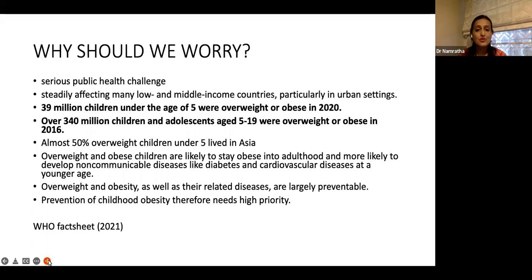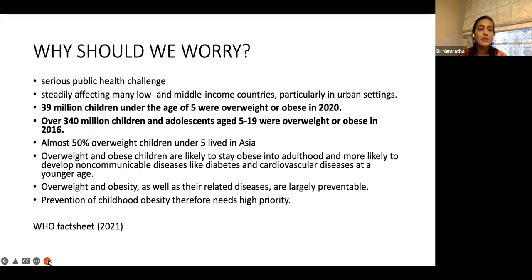So why do we need to worry so much about obesity? As we all know, obesity is a growing public health challenge. It's no longer a problem of the developed countries. It's making its way into low and middle income countries in the urban settings as well as in rural settings.